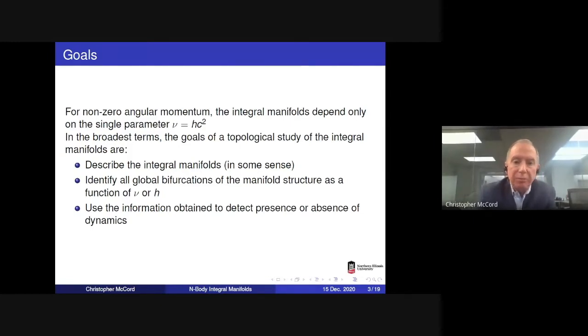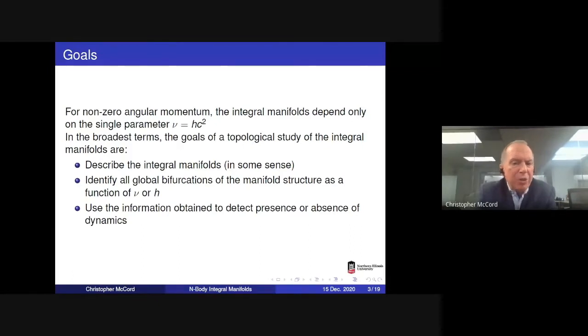Well, one of the things I'm particularly interested in is, as we vary that one parameter, whether we think of varying nu or often I'll just think of varying energy for fixed angular momentum, as we vary the energy, we want to know when the manifold structure changes. Well, of course, one way to detect that is to detect changes in the homology of the manifold. If the homology groups change, the manifold must have changed. So these two concepts will be linked for me.